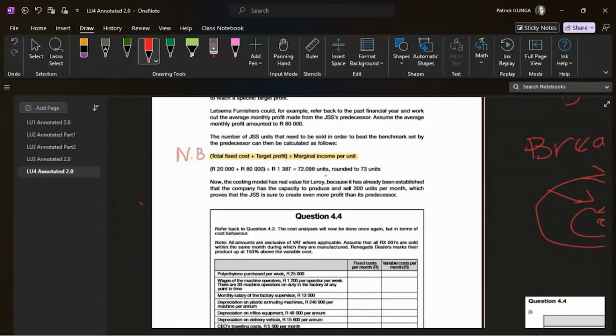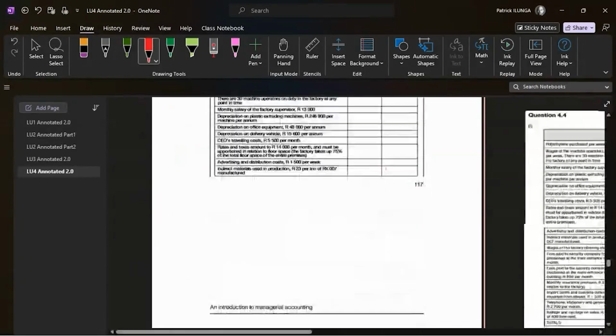Do you understand why we are always rounding up? Because you can't have half of a unit or a quarter of a unit, right? You can't take a unit and cut it into two, in other words. So we always round up. If you get 72 point something, you just round it to 73 units.